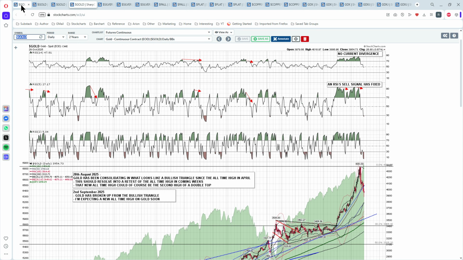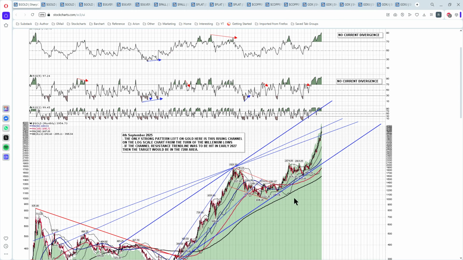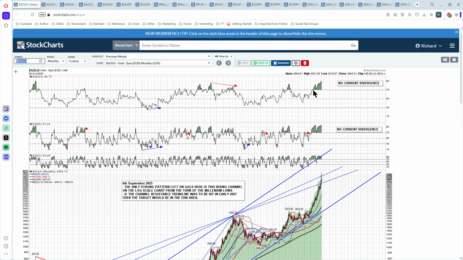Okay, looking at the gold chart, gold is well out of... we've gone through these two trend lines that I drew in a few weeks ago as possible resistance on the monthly log chart, which is really the only one to find them on at the moment. I've got another contender which is a lot further up.